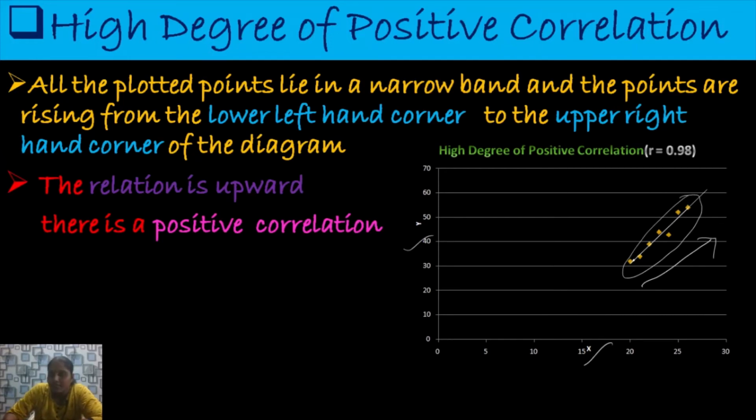Look at here, some of the points lie on the straight line and there is a slight deviation of some points from the straight line. If so, there exists a high degree of positive correlation. There is an upward movement, that is positive, and if it forms a narrow band like this, that is high degree. So based on this diagram, our interpretation is there exists a high degree of positive correlation between the two variables x and y.